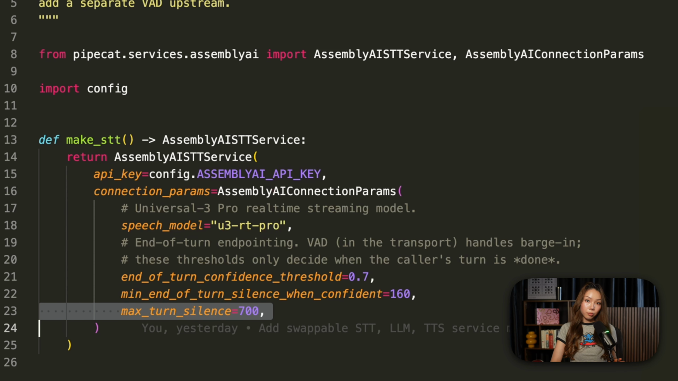And the last number, 700 milliseconds, is the hard backstop. If someone trails off and the model isn't sure, after 700 milliseconds of silence, we call the turn done anyway. So the agent never just sits there. The reason this matters, 10 years ago, you would hand-tune fragile silence timers yourself, and it would feel robotic no matter what. Now a model trained on real speech does it, and you get 3 knobs, which leads straight into the part people mix up.